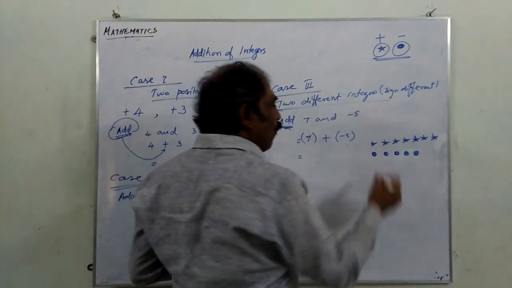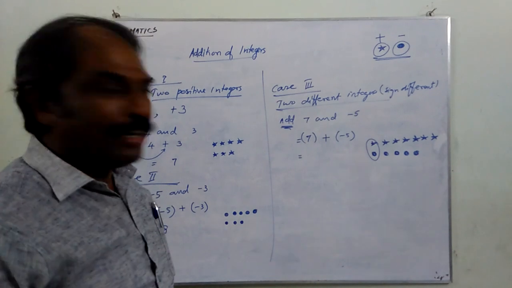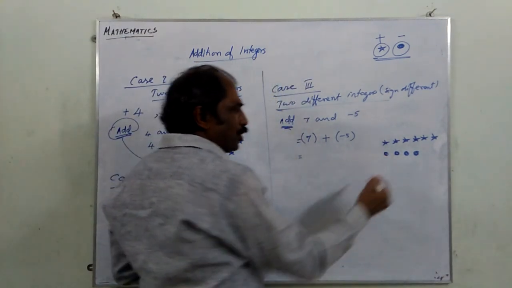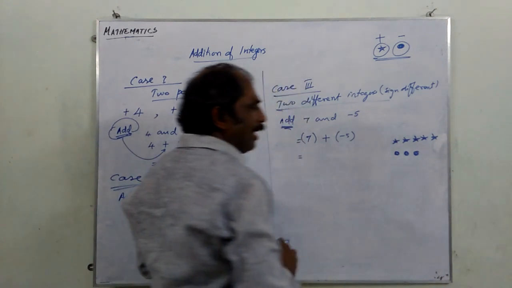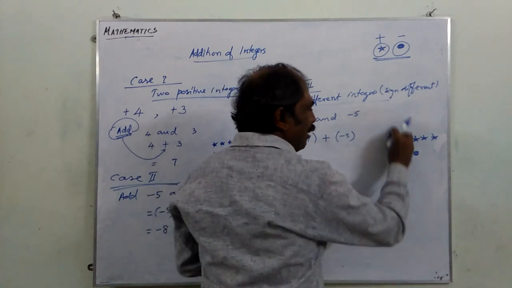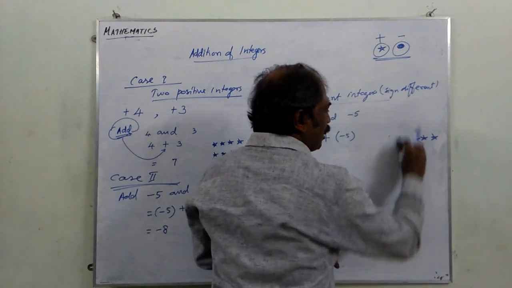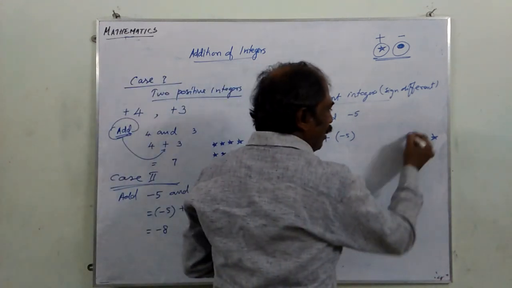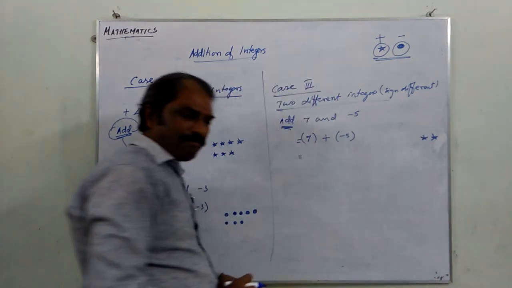Okay, let us see. One star and one dot eat up and vanish from there. Another one star, another one dot, eat up and vanish from there. Another one star, another one dot, eats up and vanishes. And another one star, another one dot, eat up and vanish from the scene. And another one star, another one dot, eat up and vanish from the scene.